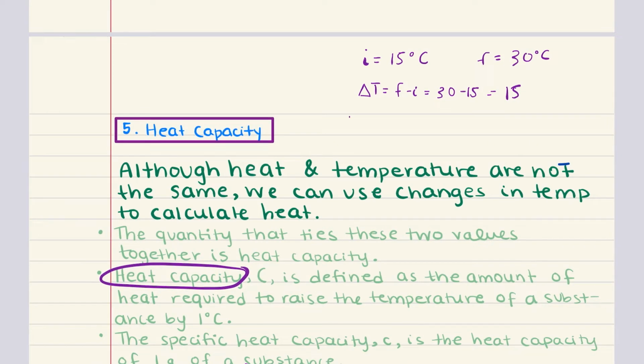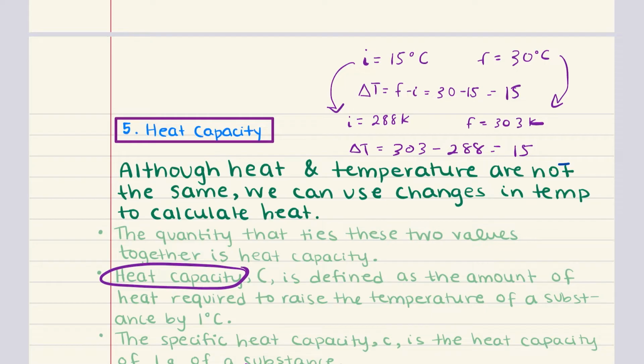Now, if we were to convert these temperatures into Kelvin, 15 degrees Celsius is 288 Kelvin, and 30 degrees Celsius is 303 Kelvin. So we went ahead and converted these Celsius temperatures into Kelvin. Now, if we take the ΔT for these temperatures in Kelvin, we have final 303 minus initial 288, and notice we get the same number for ΔT, 15.